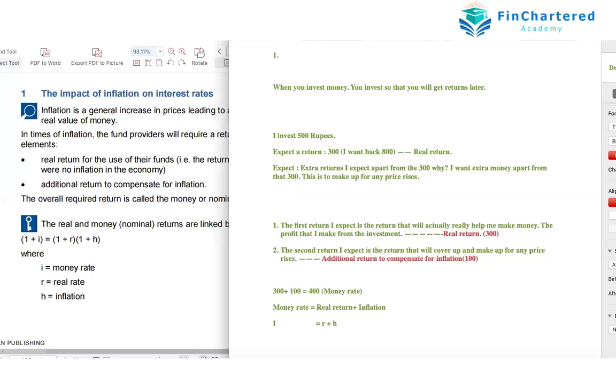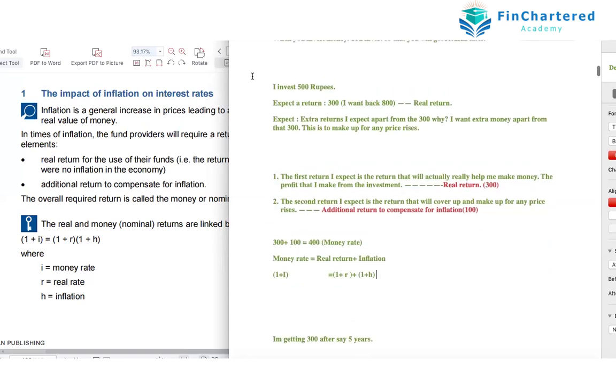Wherein the formula will therefore be 1 plus I is equal to 1 plus R into 1 plus H. Therefore, this becomes the formula.